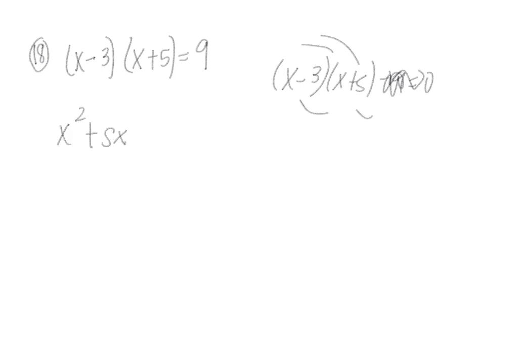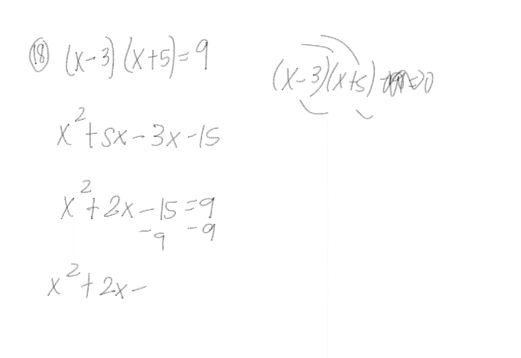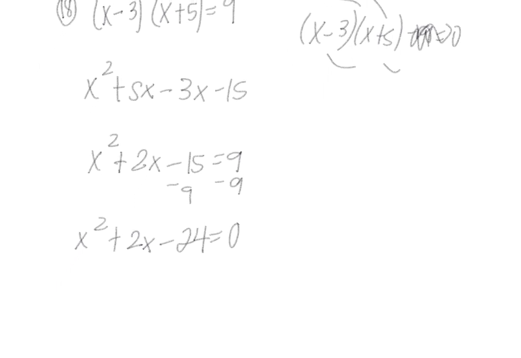plus 5x minus 3x minus 15, which is x squared plus 2x minus 15 equals 9. Minus 9: x squared plus 2x minus 24 equals 0. So now, is it in order? Yeah. Finally, that was just step 1. Now it is. Okay, step 2.